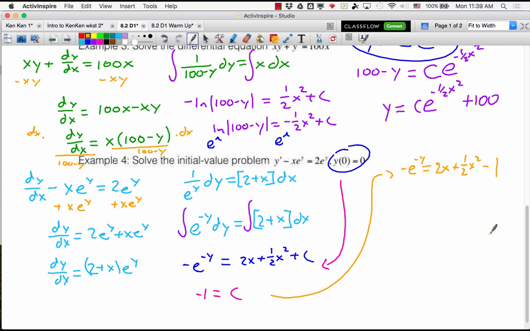And so if I choose to divide by negative 1 or multiply by negative 1, I get e to the negative y equals negative 2x minus 1/2 x squared plus 1. Now C is important. We know exactly what it is. So any algebraic operation you do does need to actually apply to C. And so my last step would be to take the natural log.